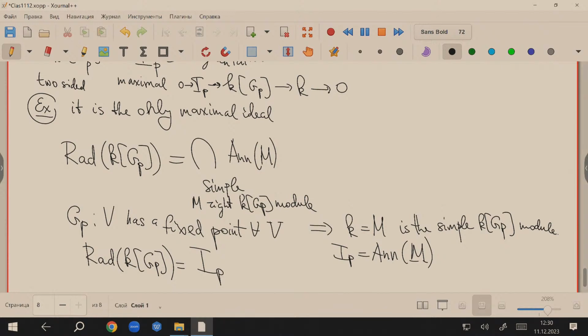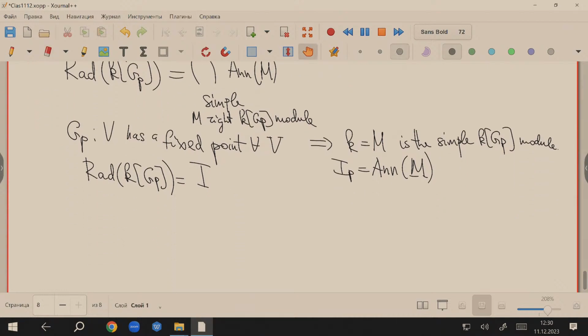Yeah, so notice that, just as an exercise, prove directly that I is nilpotent. So I is a nilpotent ideal.